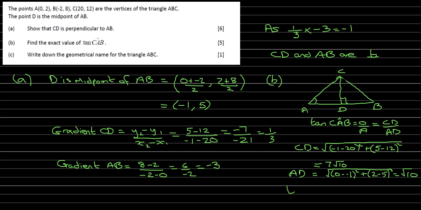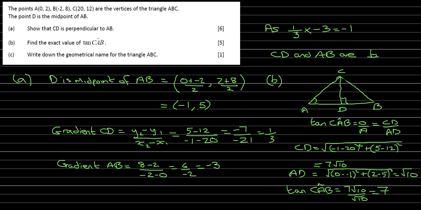So the tan CAB is equal to CD, which was 7 root 10, over root 10, which is 7.